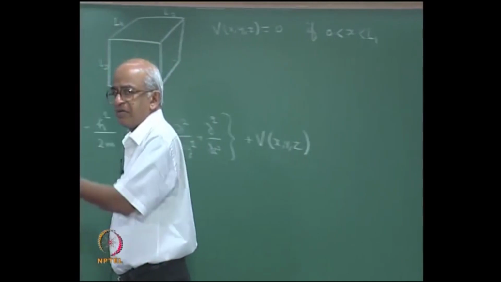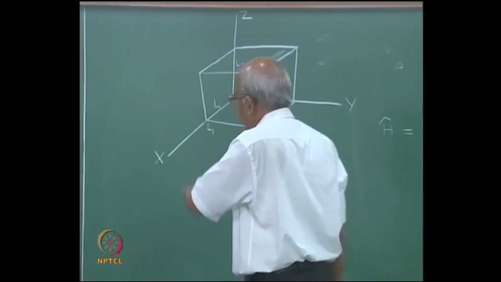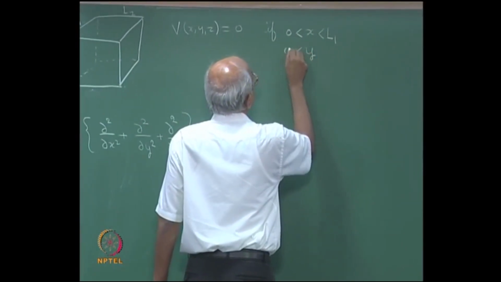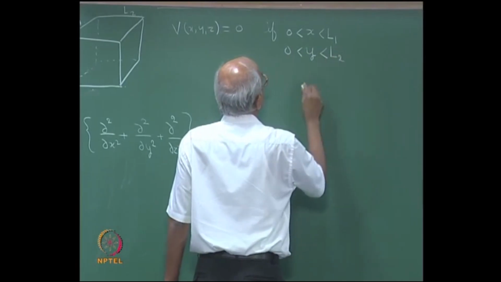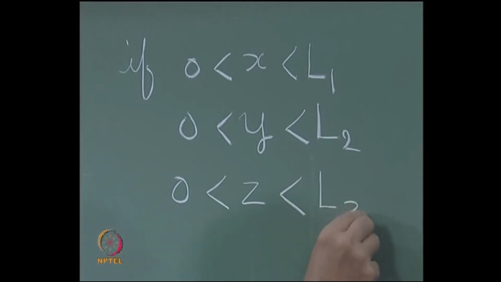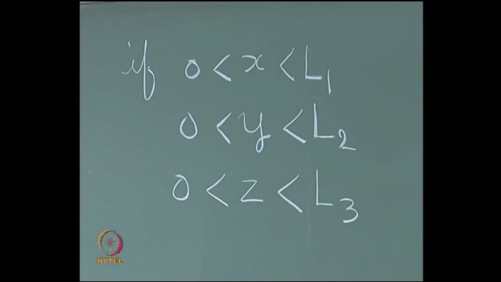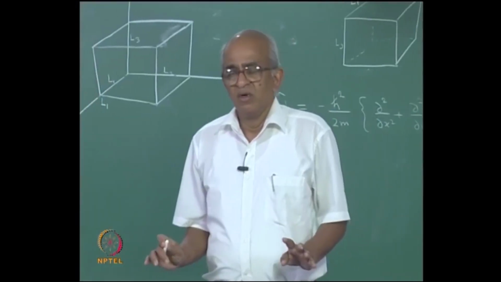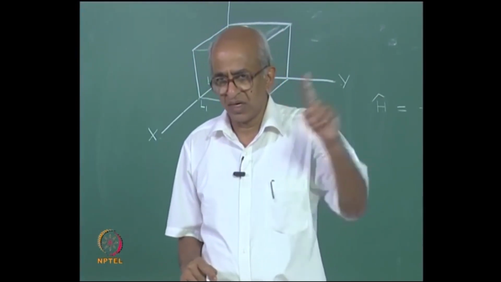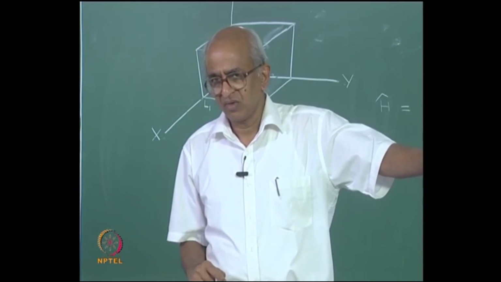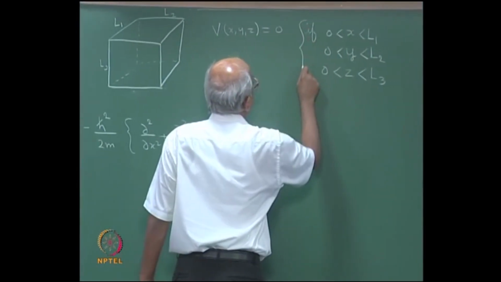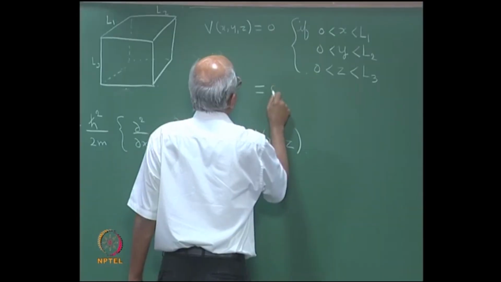What about its y coordinate if the particle is within the box? In a similar fashion, its y coordinate has to be between 0 and L2, its z coordinate has to be between 0 and L3, correct. Even if one of these conditions is not satisfied, then the particle is outside the box, right. And therefore, if all these conditions are satisfied, the potential energy is 0, otherwise it is equal to infinity.